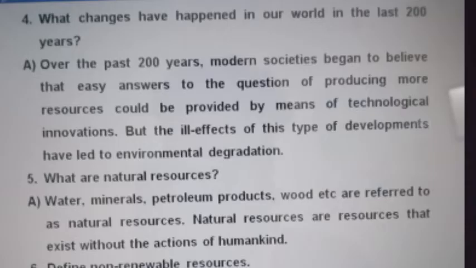Now moving on to the fifth question, that is, what are natural resources? Answer: water, minerals, petroleum products, wood, etc. are referred to as natural resources. Natural resources are resources that exist without the actions of humankind.